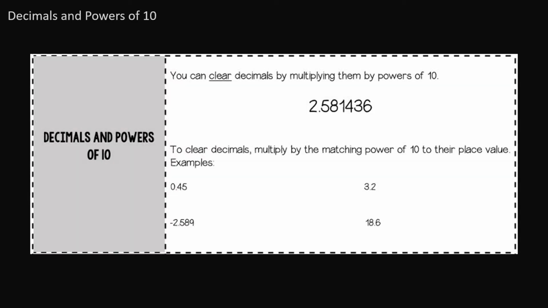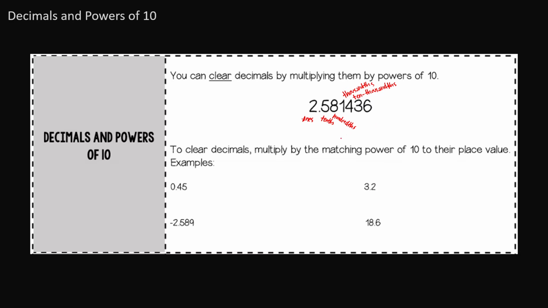So first, we need to know that we can clear decimals by multiplying them by powers of 10. I just have an example decimal here: 2.581436. So we know that this 2 is in the ones place. The 5 after the decimal, that's where we start, this would be our tenths place. The 8 would be in the hundredths place. 1 is going to be in the thousandths place. And the 4 is going to be in the 10,000ths place, and so on. You get the idea. We're basically adding a place value every time we move the decimal over 1.